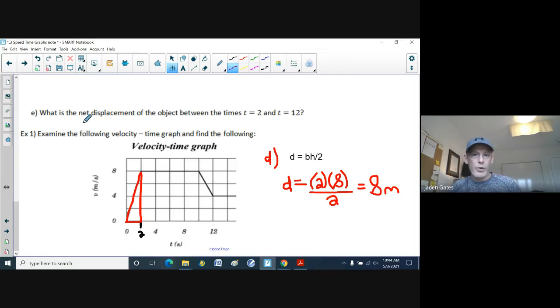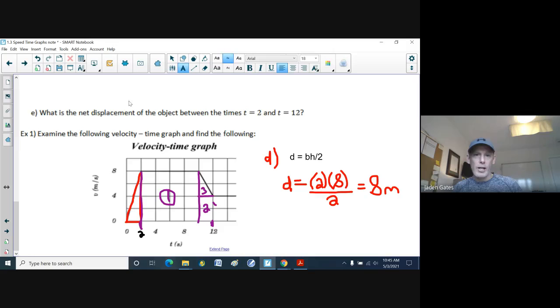All right, now we get to E up here. What is the net displacement of the object between 2 and 12 seconds? Down here to over here. All right, so I'm going to block it off here in purple. We've got a couple different areas. We got one area here that I'll put as number 1. There's a nice rectangle here for number 2, and then a little triangle for number 3. So I got 3 different areas I'm going to calculate.